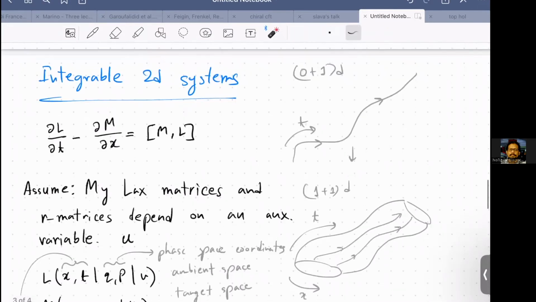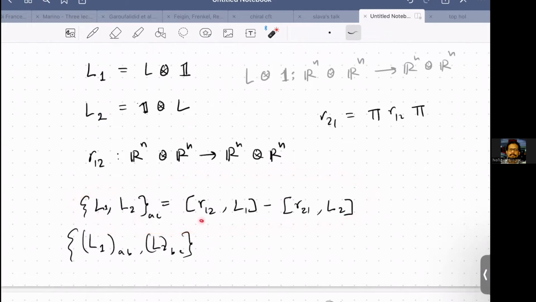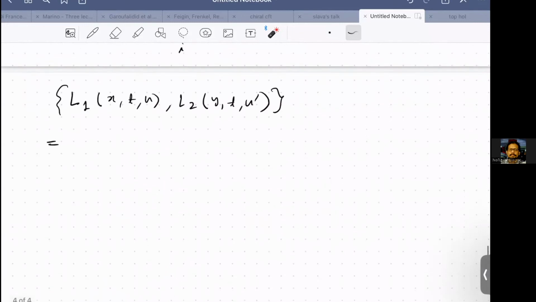So now I'm writing down the generalization of these equations. We have a bracket with L1, L2, and something written in terms of the R matrix and L. So I'm going to write down something similar. Again, you have to have some kind of R matrix.